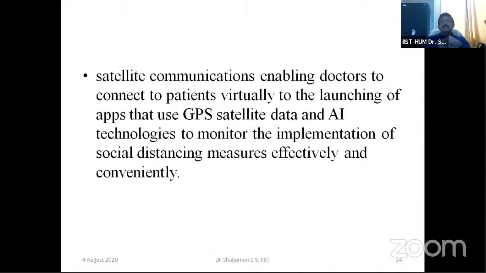Satellite communications enable doctors to connect to patients virtually, and apps are launched that use GPS satellite data and artificial intelligence technologies to monitor the implementation of social distancing measures effectively. Look at this. This is one example: doctors, by using this technology and this data, can implement various measures to control this disease.